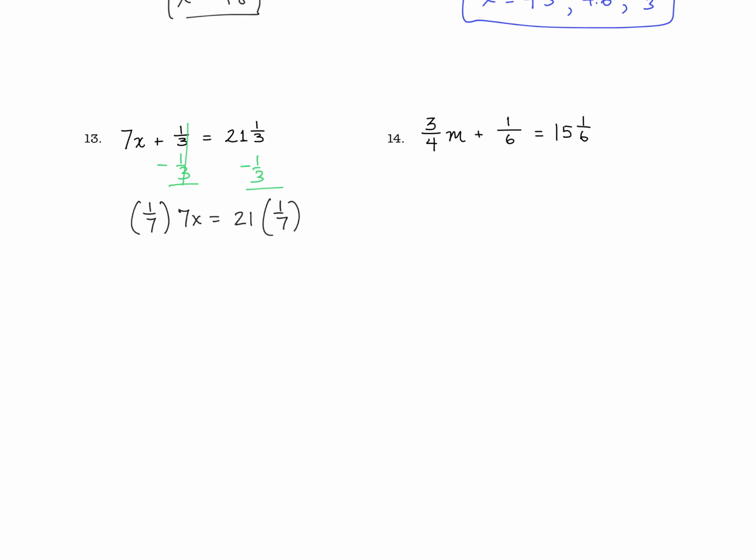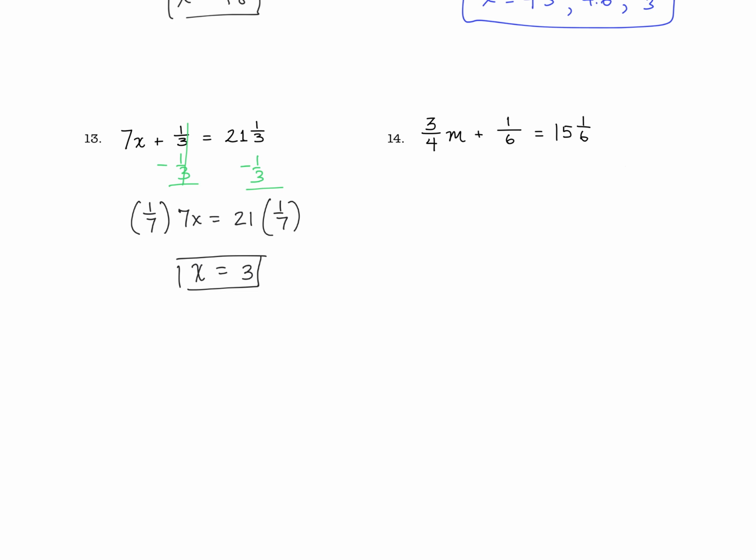So x is now equivalent to 21 times 1/7. Now remember that that is the same thing as just dividing. So I'm really just saying to you, what is 21 divided by 7 here? And that is good old 3. So the answer here is 3.